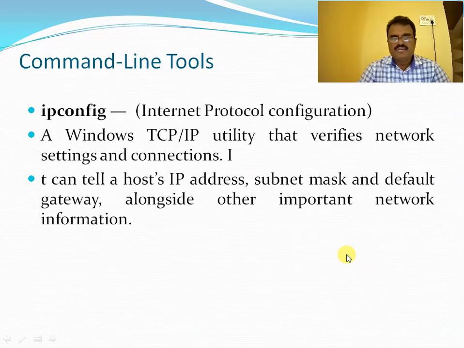So next command in command line tools is ipconfig. This is another most important command. ipconfig stands for internet protocol configuration. A Windows TCP/IP utility that verifies network settings and connections. It can tell a host IP address, subnet mask, and default gateway alongside other important network information. So this is a TCP/IP utility that verifies network settings and connections, and it tells the host IP address, subnet mask, and default gateway.